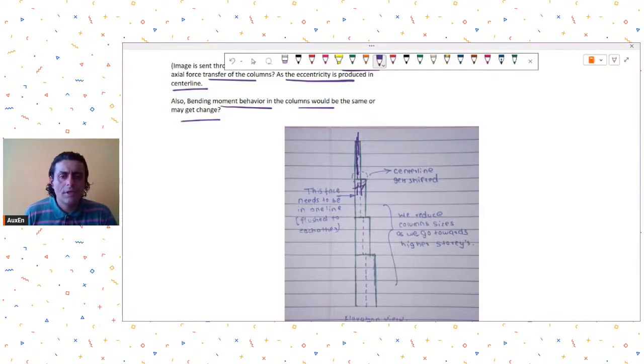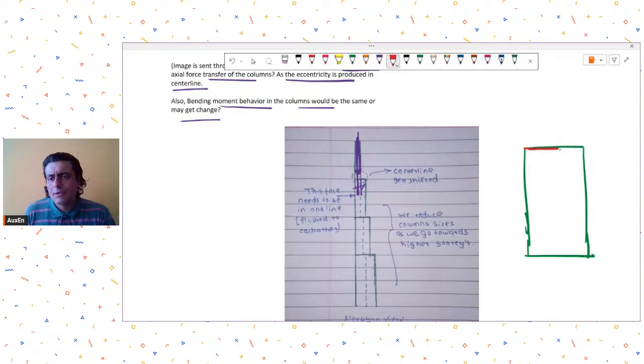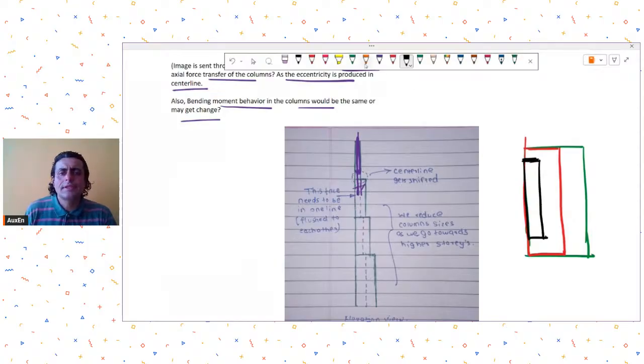So your column center line was here for the upper one. For example, you are doing column reductions. Let's say this green was the column size at the lower stories. Then at upper stories, let's say you decided to slightly reduce the size, keeping the side face the same. So now this red is the column size for some upper levels, and at the upper levels again you decided to change the size. So this black is the column size above, for the upper story. All these are plan views.